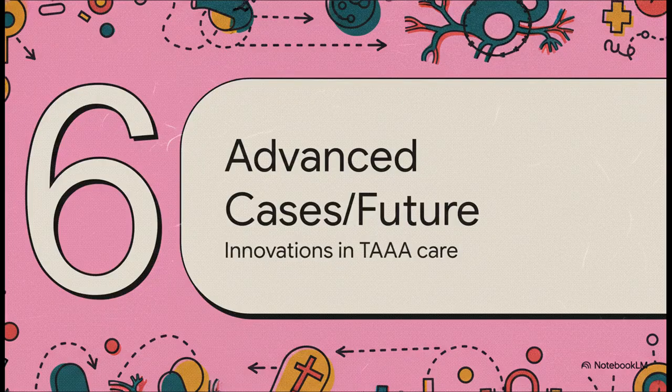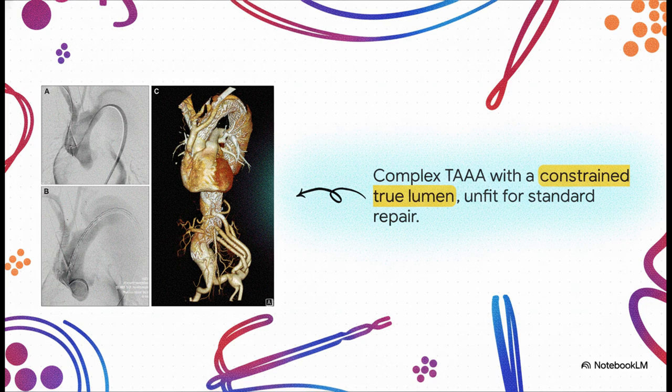Okay, for our last section, let's look at the real cutting edge. What do you do when a patient's anatomy is so complex, so hostile, that the standard playbook just doesn't apply? When a regular open or endovascular repair isn't an option? This is where true innovation and creative, outside-the-box thinking really shines, pushing the limits of what we thought was possible for these incredibly high-risk patients. Just take a look at this case.